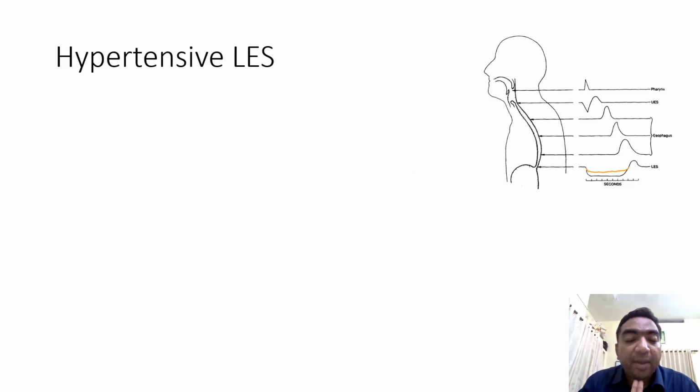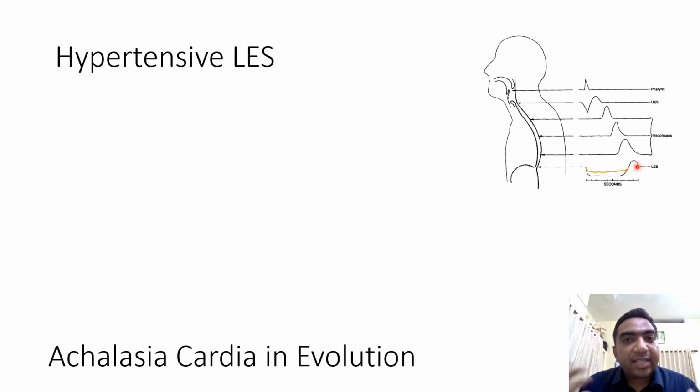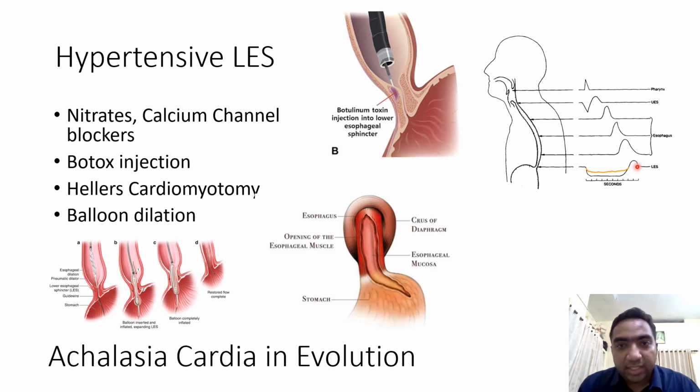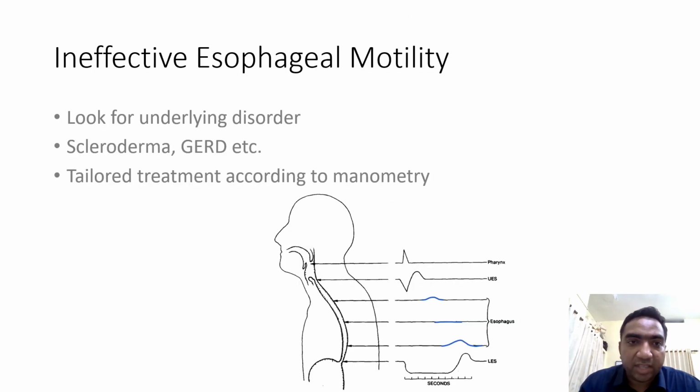Now comes the hypertensive lower esophageal sphincter. The esophageal pressure is there. Lower esophageal sphincter pressure is more, but there is no normal peristalsis in the esophageal body. It is also called Achalasia Cardia in evolution. We have already said that after some time these patients will go in for a proper Achalasia Cardia. So the treatment is similar to Achalasia Cardia. We can do nitrates, Botox injection in the lower esophageal sphincter since it is not relaxing. There's cardiomyotomy or balloon dilatation and disruption of the lower esophageal sphincter. This is the management of hypertensive lower esophageal sphincter.